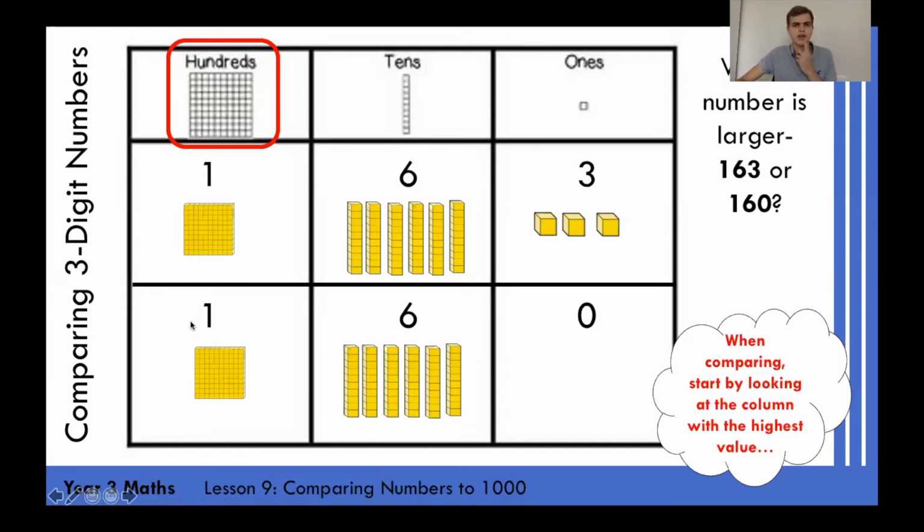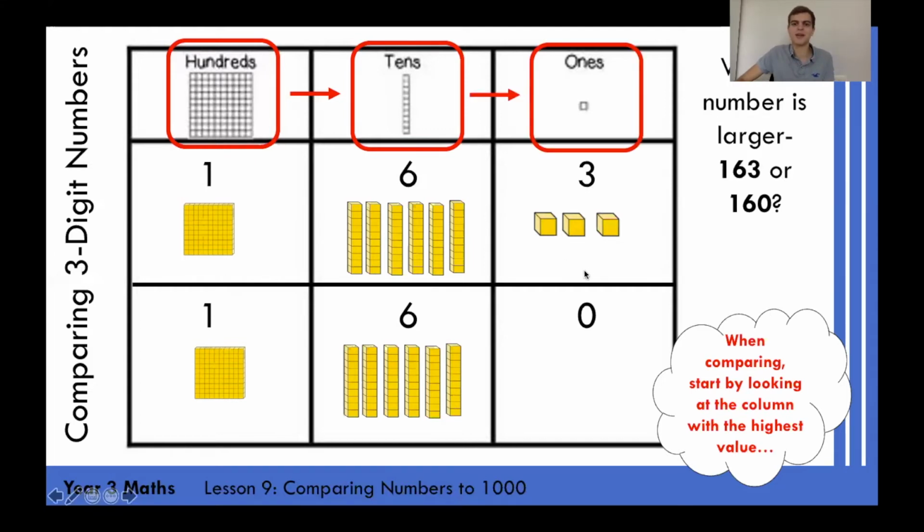What column do you think I look at next then? If they're equal, where do I go next? Well done. I look in my tens column. Fantastic. This number has got 6 tens. This number's got 6 tens. So these are equal. What column do you think I look at now? I've looked at the hundreds, they're equal. I've looked at the tens, they're equal. Where do you think I go now? Well done. I look in my ones column.